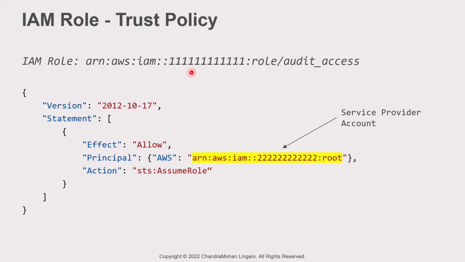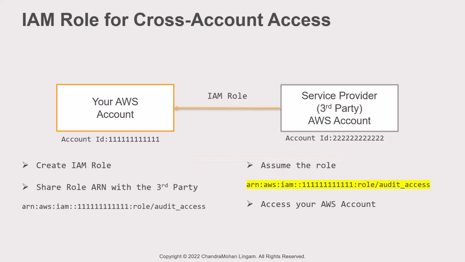I want to highlight that the IAM role name is not considered a secret. To prevent others from misusing this role, we identify the service provider account as the trusted entity within the IAM role. AWS security will ensure that only the service provider can assume this role. This approach by itself is pretty secure.